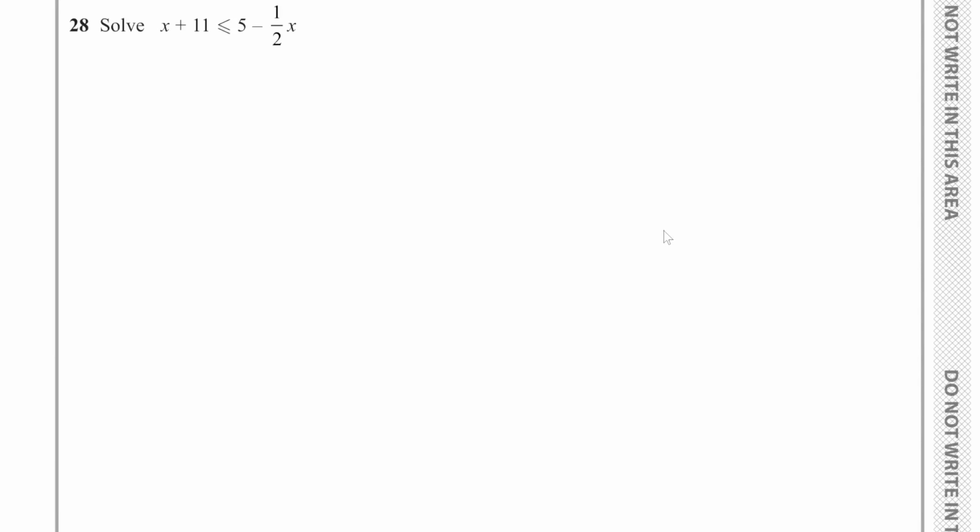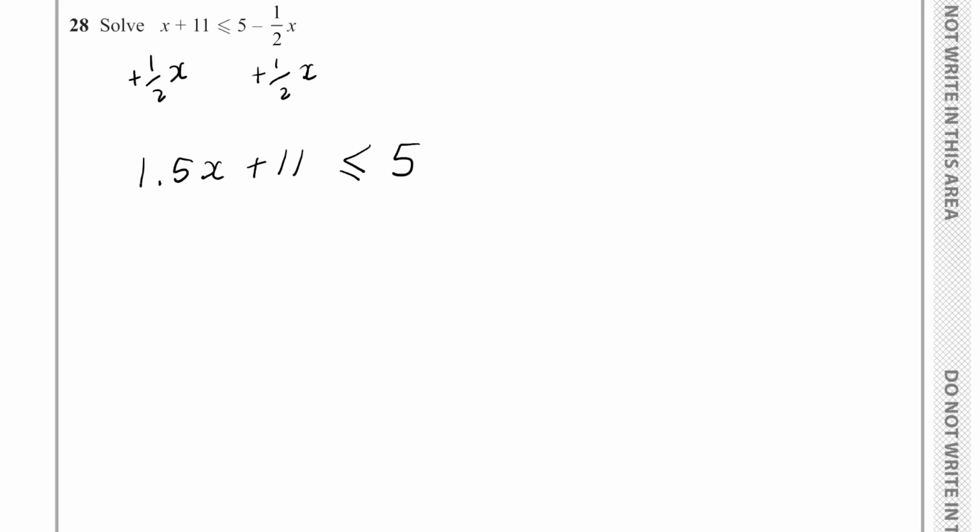Question 28. Solve. X plus 11 is less than or equal to 5 minus half x. This is exactly the same as if I had an equal sign. I'm going to treat it exactly the same. I'm going to get rid of my smallest x first, which is my minus half x. So I'm going to plus half an x to both sides. So 1x plus half an x, 1.5 x's, plus 11 is less than or equal to 5.